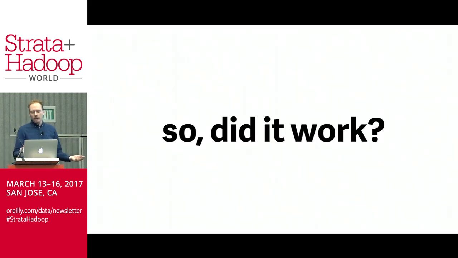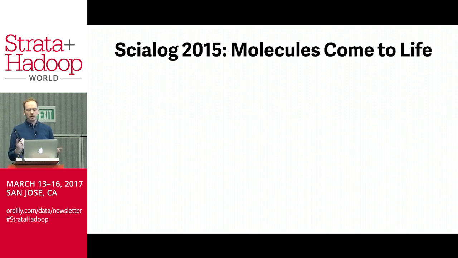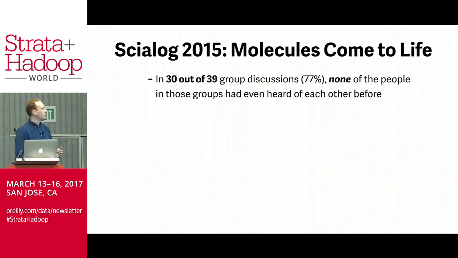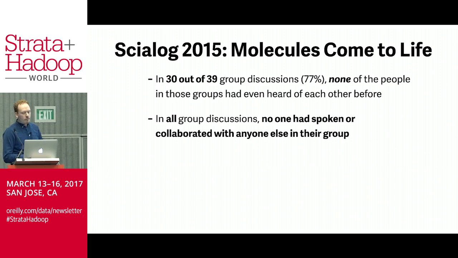Did this work? So if we look at the results from our 2015 Molecules Come to Life conference, which was the first one that we did the optimization for, in 30 out of 39 group discussions, nobody in the group had ever heard of anybody else in the group that they were talking to. So in only 9 of these things were there any awareness links at all. In every group discussion, nobody had spoken or collaborated with anybody else in their group. So these were all people that they'd never talked to before.